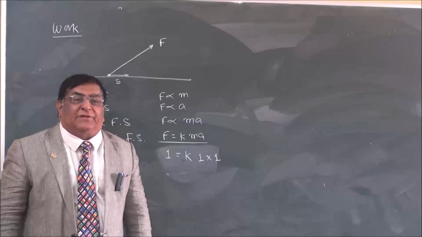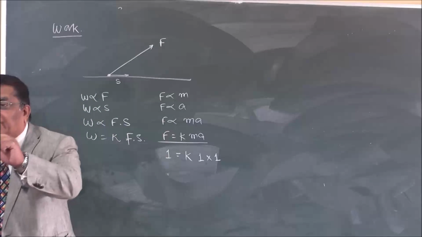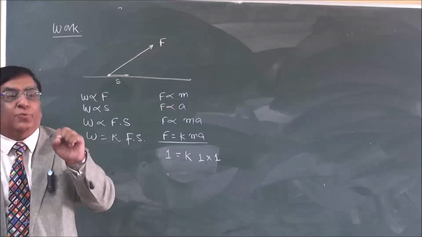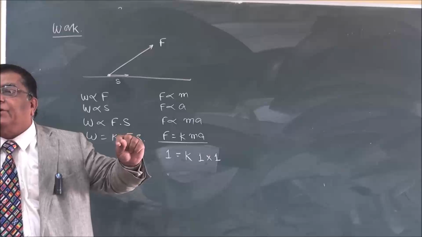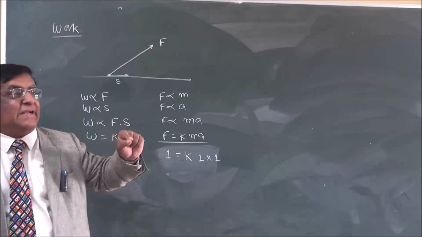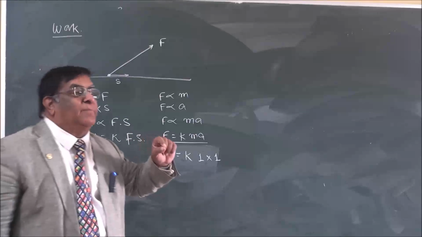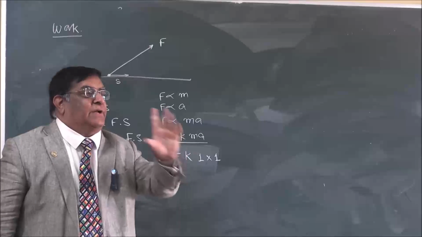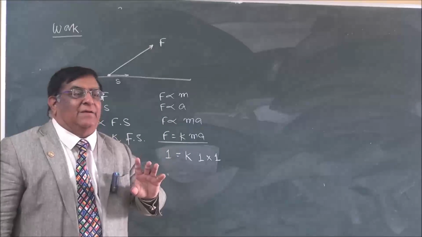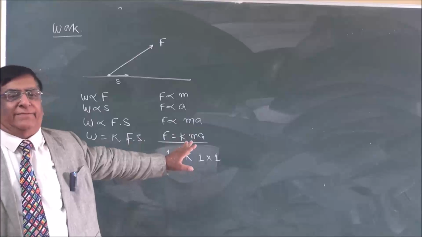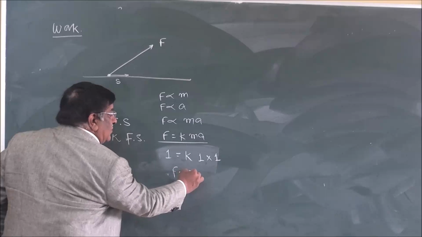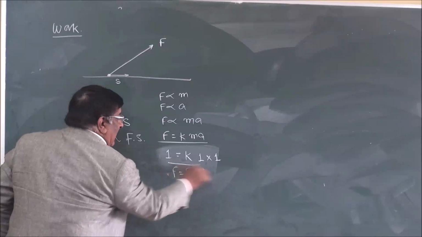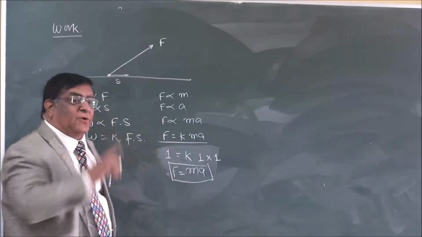What becomes the definition of force? It is the quantity of force required to push an object of 1 kilogram to give it an acceleration of 1 meter per second square. That force required will be known as 1 Newton. Then this K will become 1, and after that we write F is equal to MA. Done. Now we have defined force.